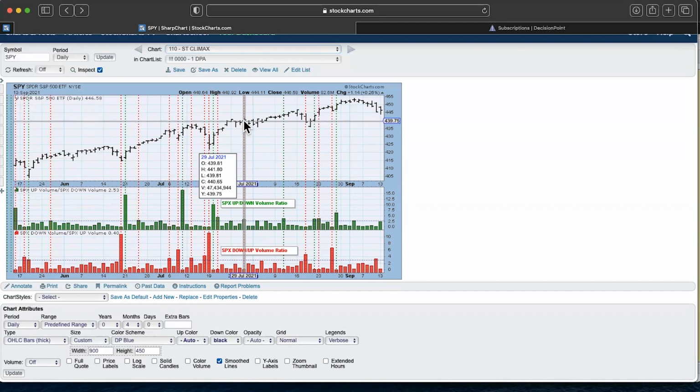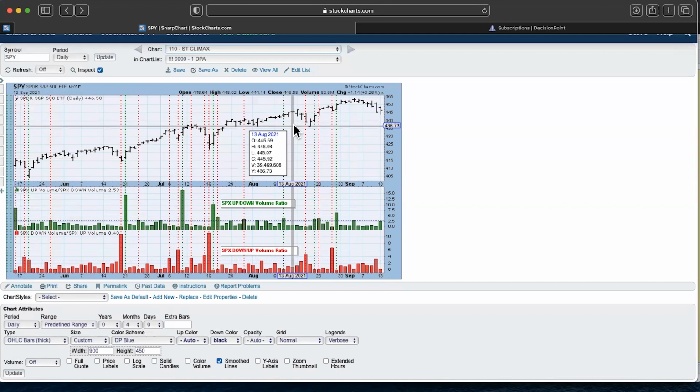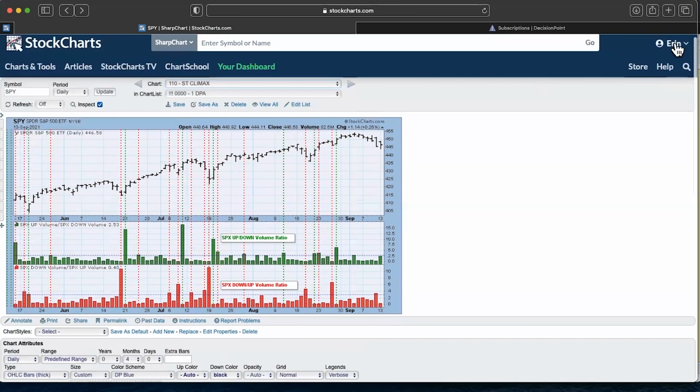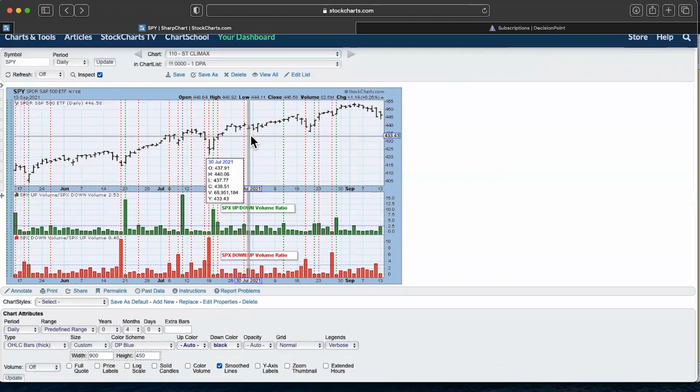All right, so let's keep moving across here. Hopefully this is sticking for you. These volume ratio charts are available on StockCharts. I believe we have these in the DP Market Indicator chart pack for StockCharts members. Just go to your account over here, manage chart packs, and then you can download the DP Market Indicators chart pack.